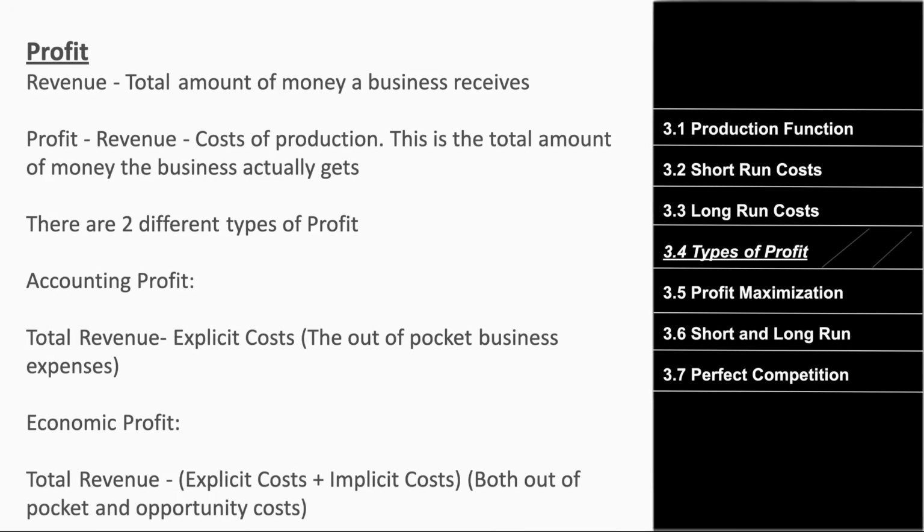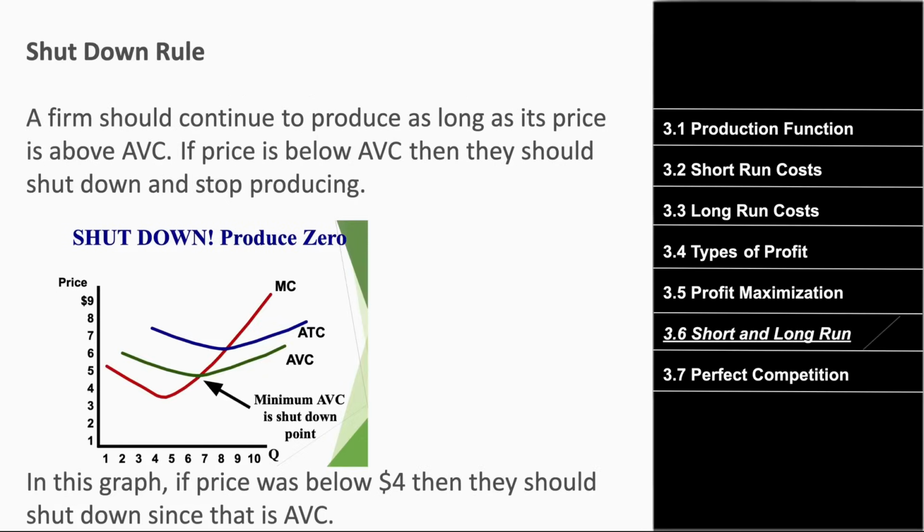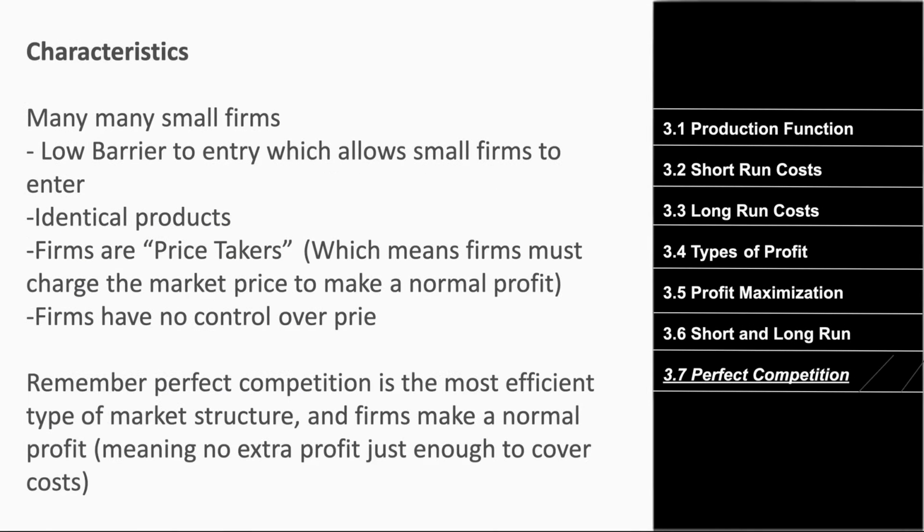And then make sure you understand profit, accounting and economic profit, how to calculate those, and profit maximization. Make sure you remember MR always equals MC for profit maximizing. All throughout this class, MR equals MC. Just remember, this is the profit maximizing. And then the shutdown rule, price below AVC, and then understand the characteristics of perfect competition. Low barriers to entry, identical products, firms are price takers, which means they have no control over price, and also make sure that you know perfect competition is the most efficient type of market structure. Firms take a normal profit, and it's the ideal type of market structure.